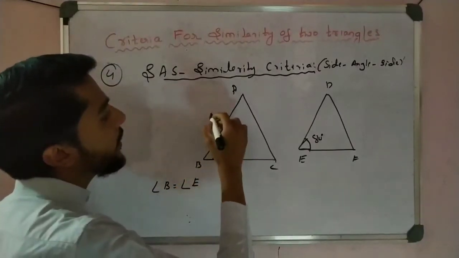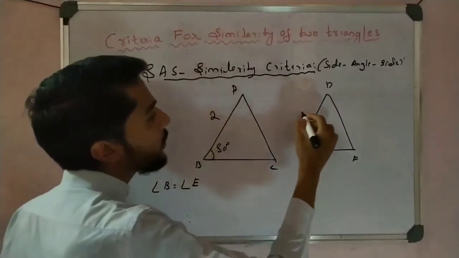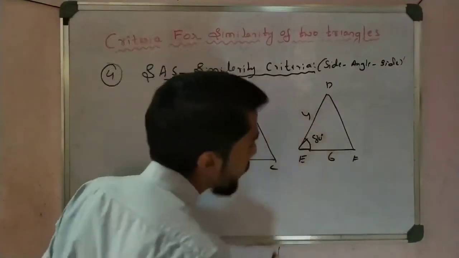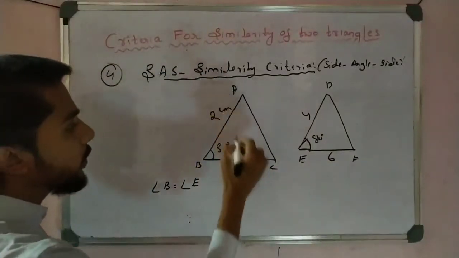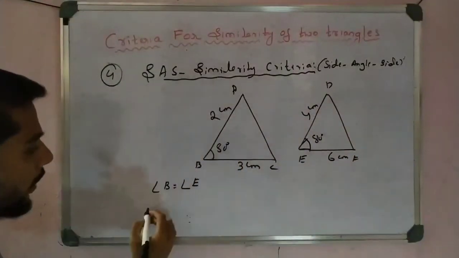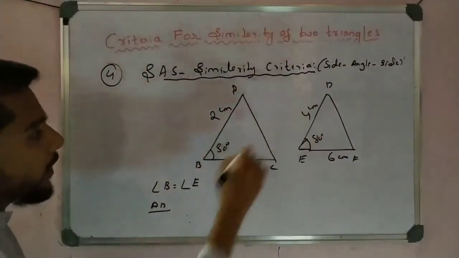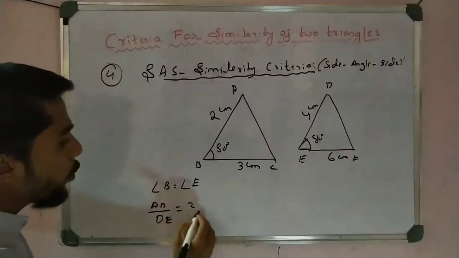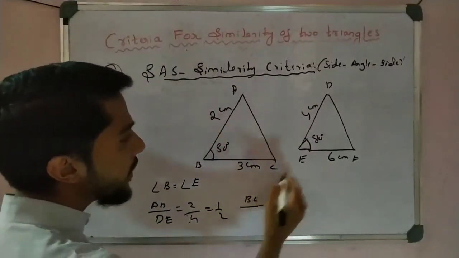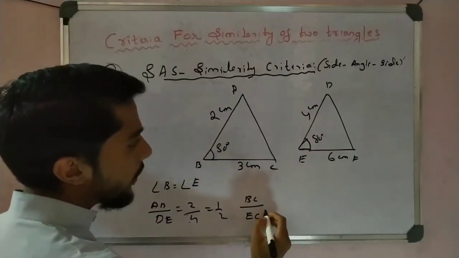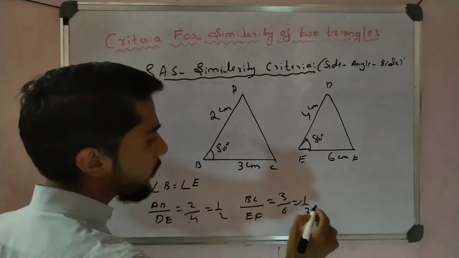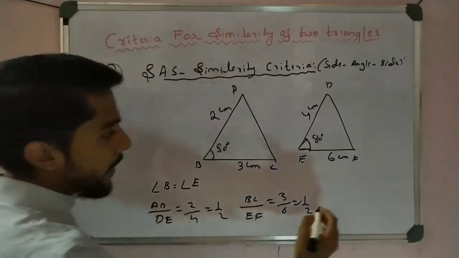I take this as 2 and this as 4 centimeters, and I take this as 3 and this as 6. Now find the ratio. It is in centimeters, students. So let us find the ratio. AB corresponding to DE: we get 2 by 4, which is 1 by 2. Then take the second corresponding side, BC corresponding to EF: 3 by 6, which is 1 by 2. So see here, both are equal.